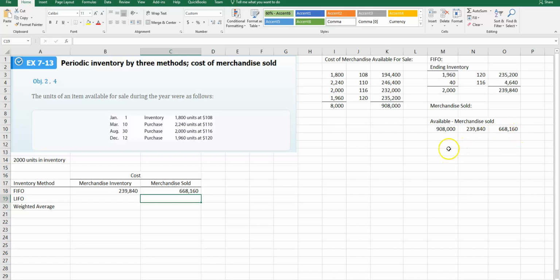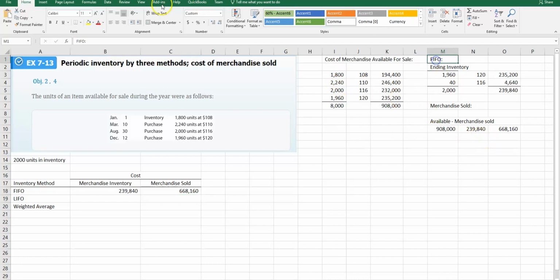We could, if we wanted to, reverse the way we calculated this. We could say that we had 6,000 that we sold. You have 8,000 here, 2,000 left. That means we sold 6,000. And we could go through this process picking out the 6,000 and going from the top because they're first in, first out, and get the same answer if we wanted to.